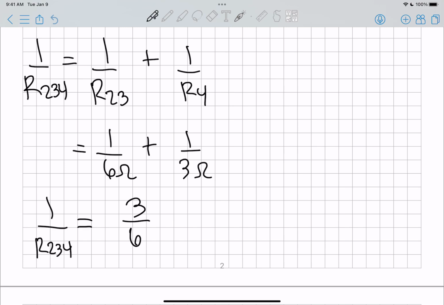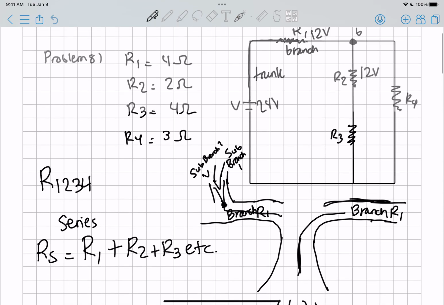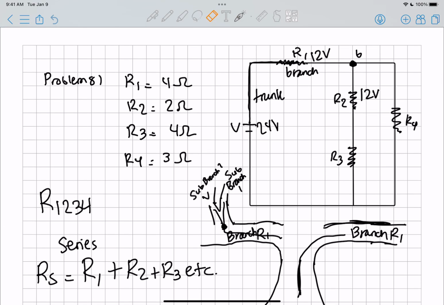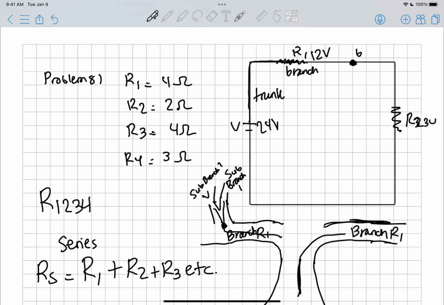Exactly. So we take the reciprocal now. We just flip this. So this is 6 over 3, and that's equal to R2,3,4. And 6 over 3 is just 2. So the resistance of R2,3,4 is 2 ohms. So now we've simplified the circuit down effectively to R2,3,4.